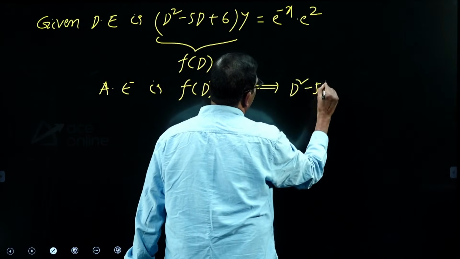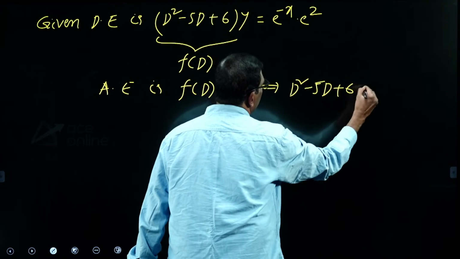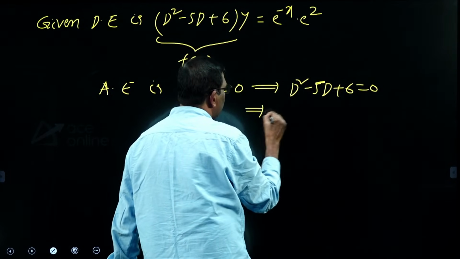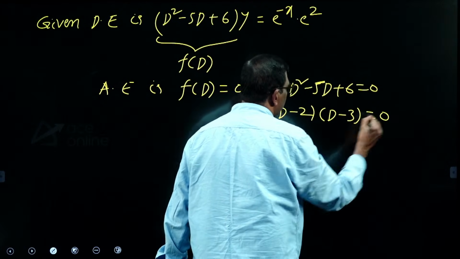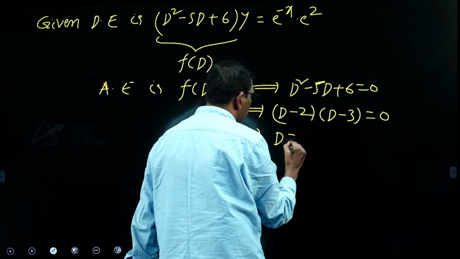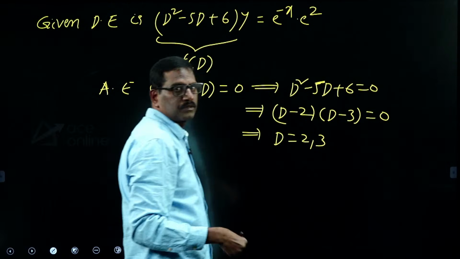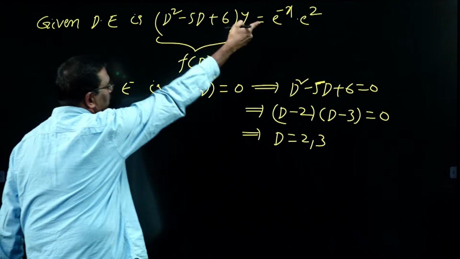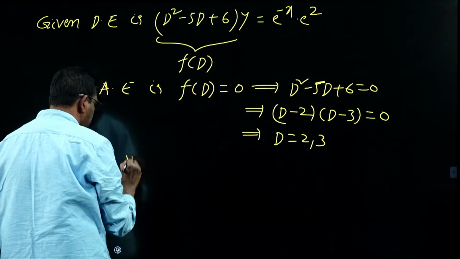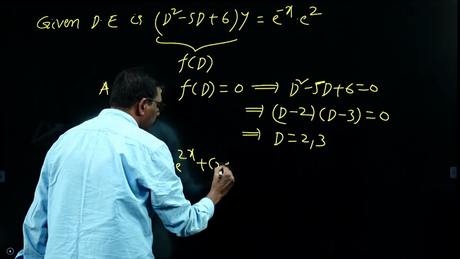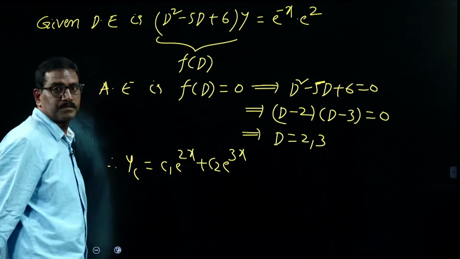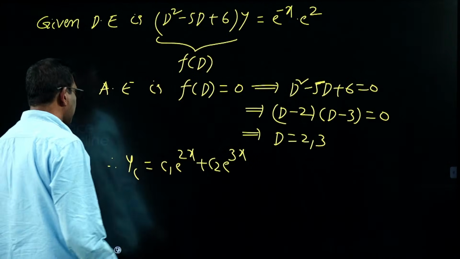That is D squared minus 5D plus 6 is equal to 0. What are the roots? The factors are (D minus 2) into (D minus 3) is equal to 0, or not? D is equal to 2, 3 are the roots. Since it is non-homogeneous, first I have to write a complementary function. Yc is equal to c1 e power 2x plus c2 e power 3x, or not? Okay, next I have to find the particular integral.